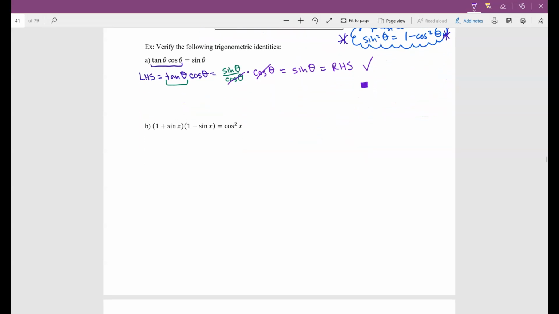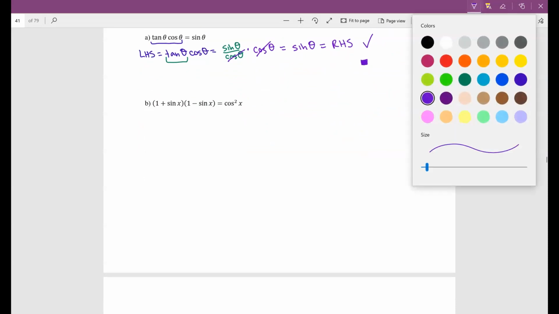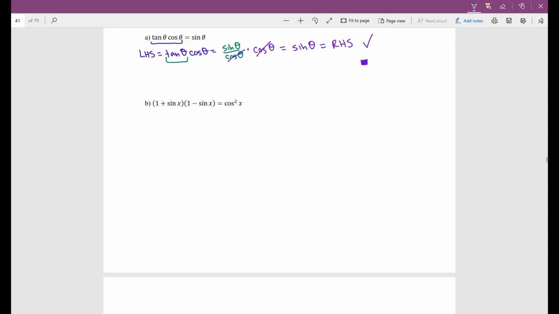Okay, so now let's try this one. Clearly in this case, the left-hand side again seems to be the most complicated part. With the cosine squared, we can do a little bit, but I feel like it will be easier for us to work with the left-hand side. Of course, you can work with the right-hand side as well. So starting with the left-hand side, (1 plus sine x)(1 minus sine x). Now let's try to do a bit of algebra.